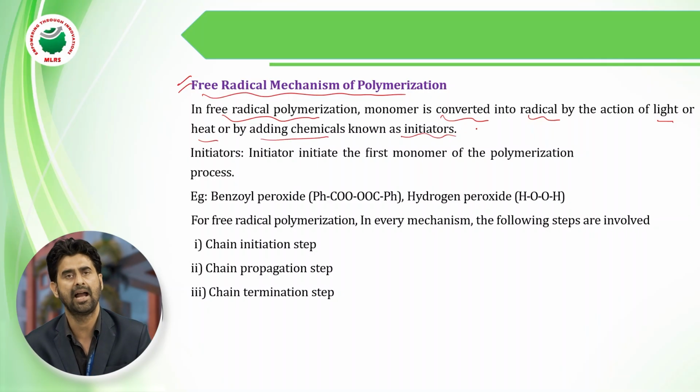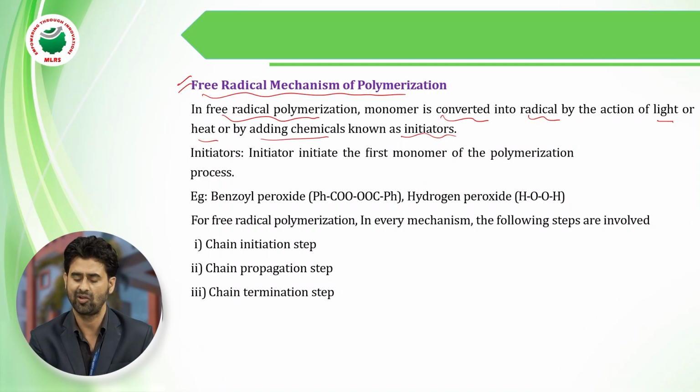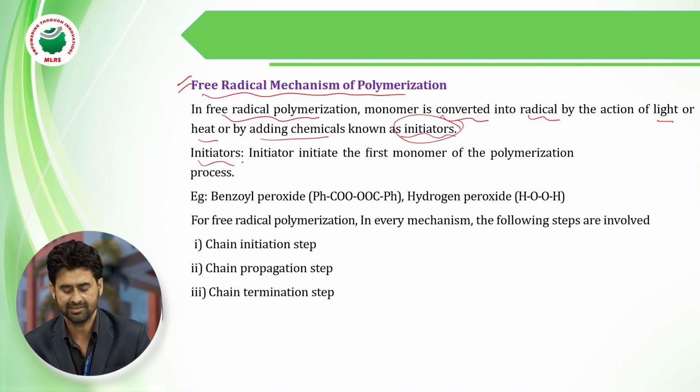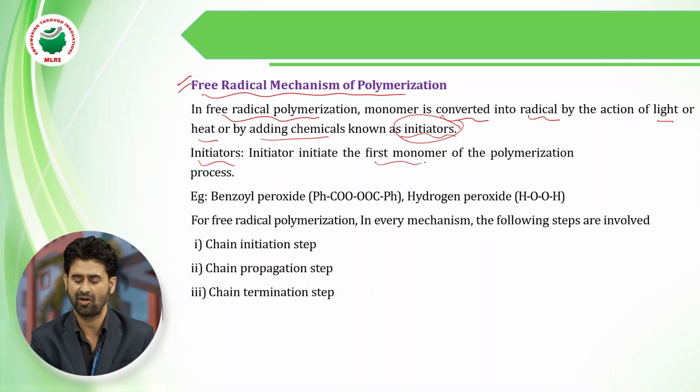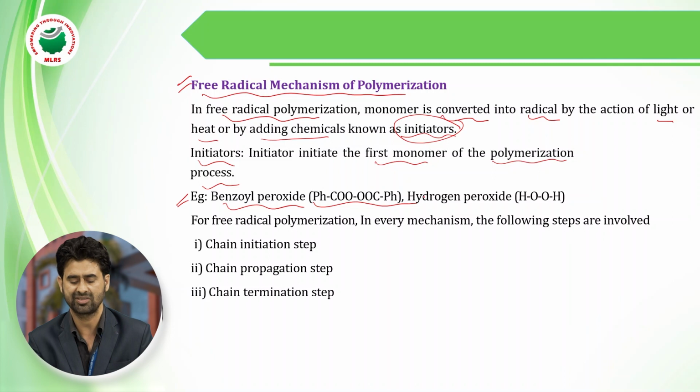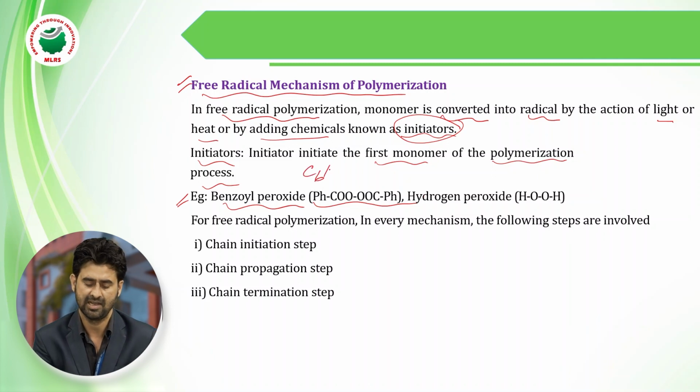These chemicals that have been added to initiate the reaction are known as initiators. Initiators initiate the first monomer of the polymerization process. For example, we will take benzoyl peroxide. The chemical formula of benzoyl peroxide is C6H5 C double bond O O, C6H5.